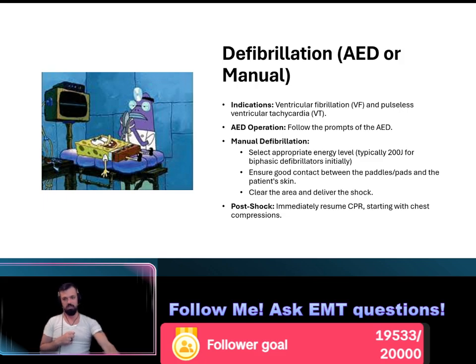Any questions on AED or defibrillation? Make sure you place the pads where they go. Patient's upper right, patient's lower left, not your view of the upper right or lower left. Patient's upper right, right below the clavicle and above the nipple line typically, and right along the anterior lateral line, right below the nipple line, on the left-hand side of the body.